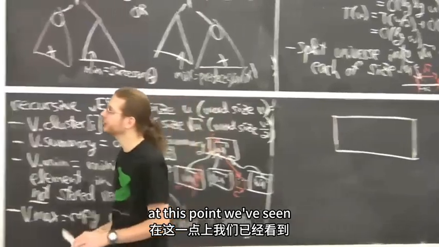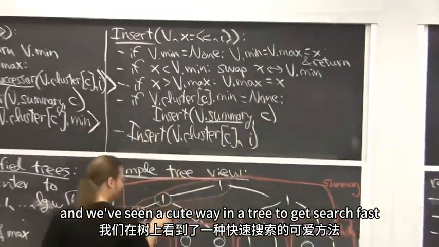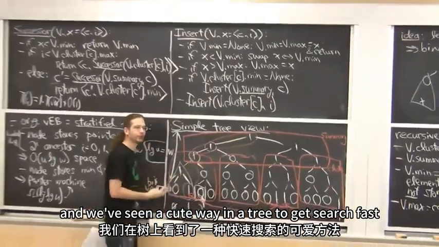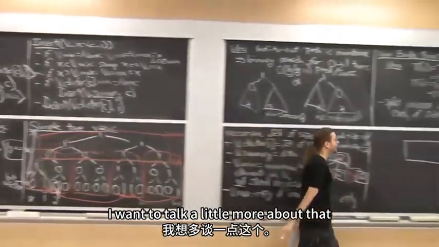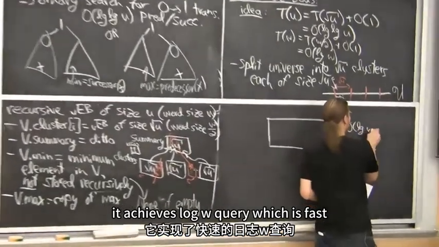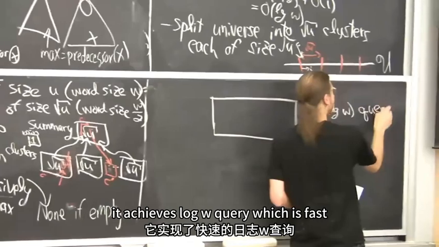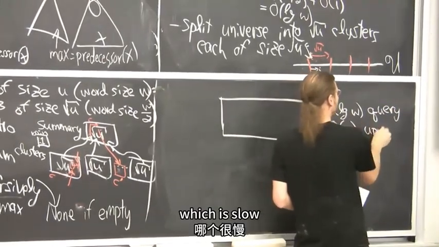At this point, we've seen a clean way to get Van Emde Boas. And we've seen a cute way, in a tree, to get search fast but update slow. I want to talk a little more about that. Let's suppose I have this data structure. It achieves log W query, which is fast, but it only achieves W update, which is slow.